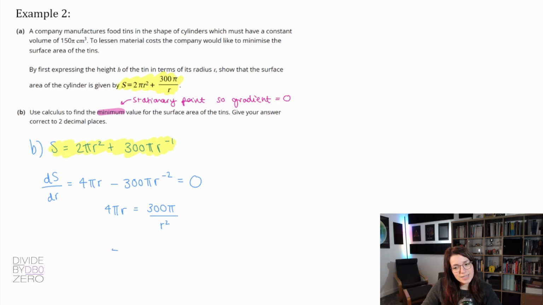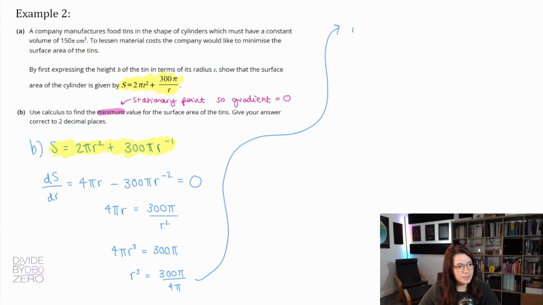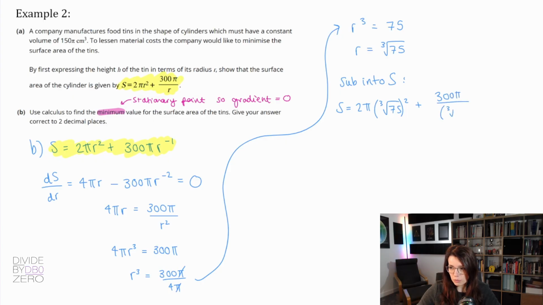Reason for this is now we can times up by r squared to get 4 pi r cubed equals 300 pi. And from there, it's much easier because you can just divide through by 4 pi. So r cubed is going to be equal to 75. Pi's cancel and 300 divided by 4 is 75. Therefore, r is just the cube root of 75. We can now sub this into our s equation. So s is going to be 2 pi times cube root 75 squared plus 300 pi over cube root of 75. And that turns out to be 335.23 centimeters squared to 2 decimal places.